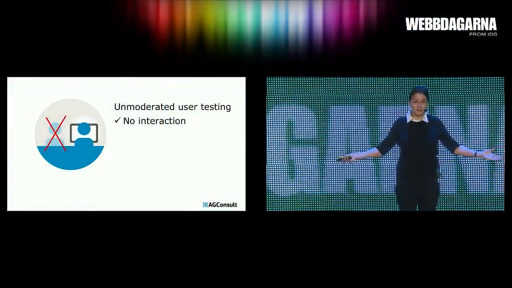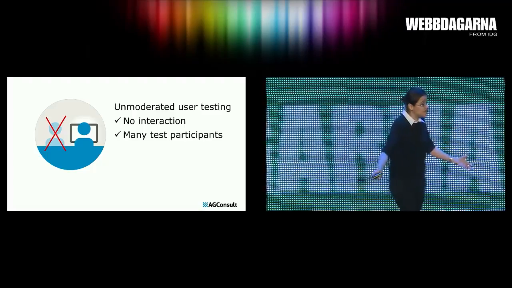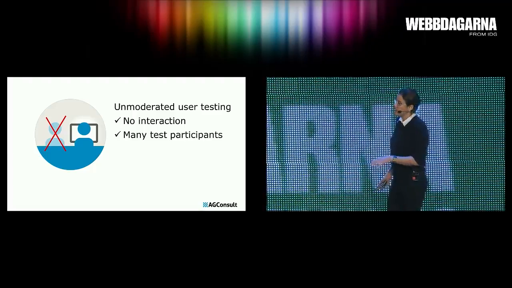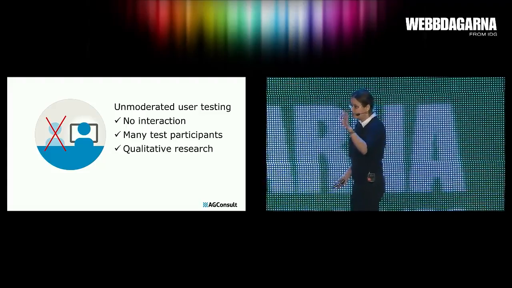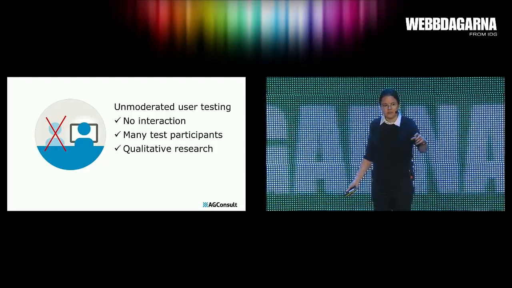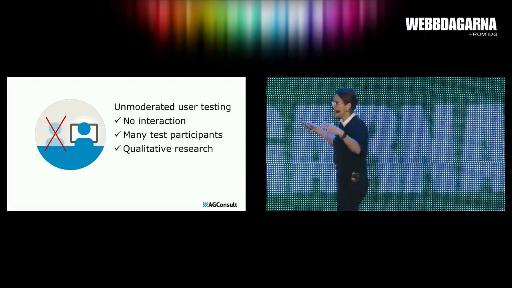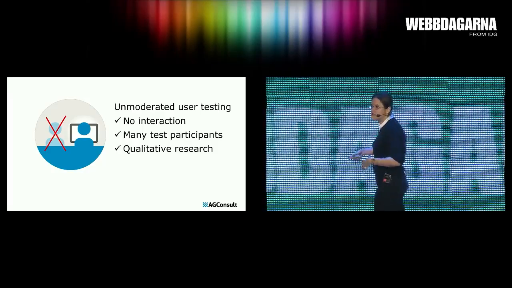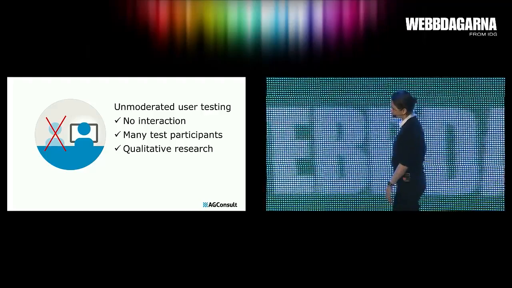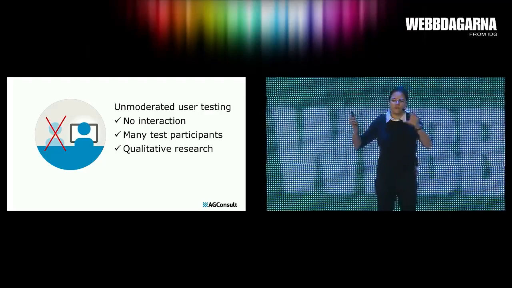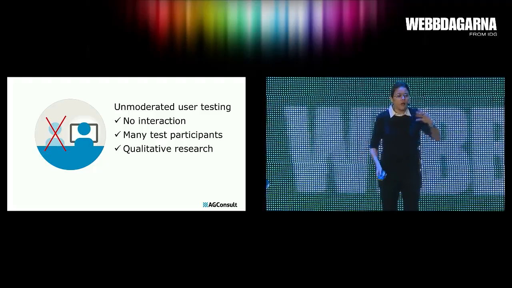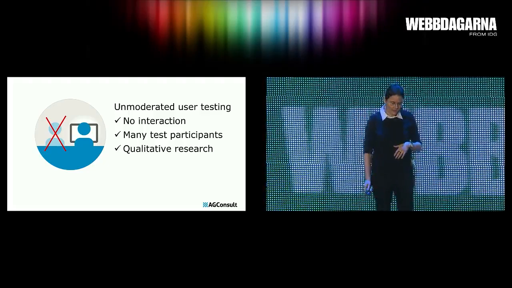Because there is no interaction, you can reach out to a lot of test participants at the same time. But make no mistake, this is still qualitative research. We are not talking about statistical significance here. We are talking about seeing patterns in the results that you gather. Okay, so those are the broad strokes, the differences between moderated and unmoderated testing.